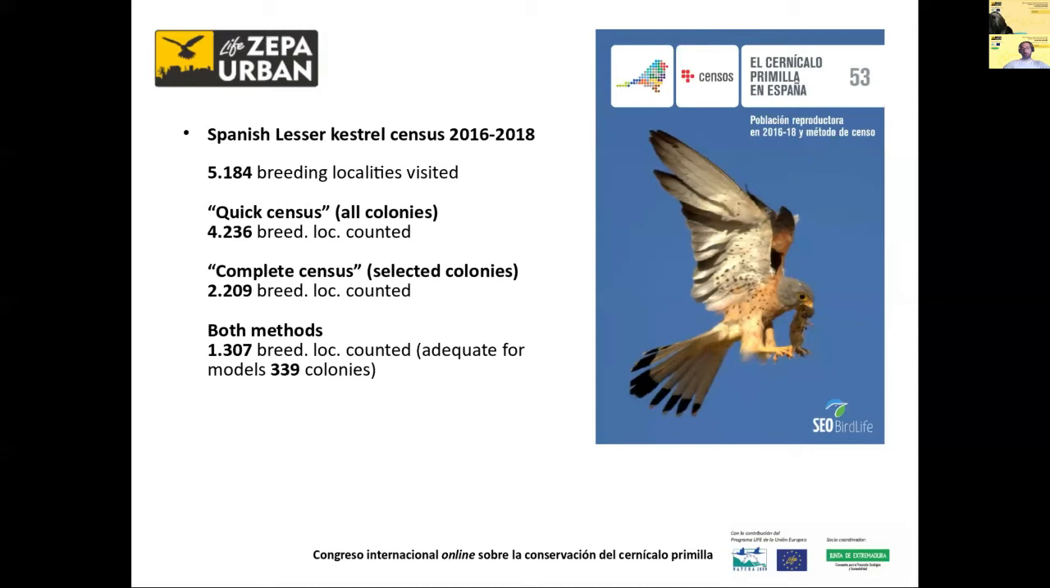In total, 5,184 breeding localities were visited for the census. The quick census was performed in 4,236 localities. The complete census in 2,209. Both methods in 1,307 breeding localities, but not all of them were really adequate for modeling. So we selected 339 colonies in which the census was performed exactly as designed, both a quick census and a complete census.